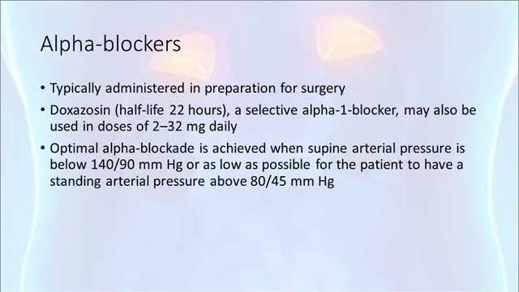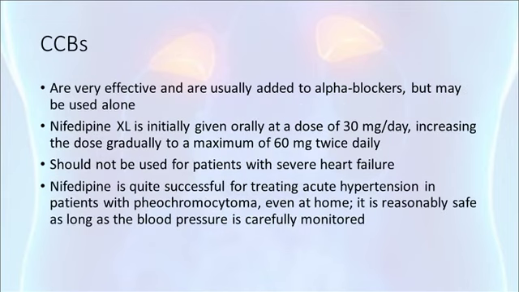Alpha blockers are generally administered prior to surgery, and like I told you, doxazosin is a selective alpha-1 blocker with a half-life of approximately 22 hours and used in doses anywhere between 2 to 32 milligrams per day. The ideal alpha blocker dose is usually 4 milligrams per day. That's doxazosin 4 milligrams per day. It may be required to be up titrated to 8 milligrams per day to control blood pressure. Right? Optimal alpha blockade is achieved when the supine blood pressure is below 140/90 or as low as possible for the patient to have a standing arterial blood pressure approximately above 80/45.